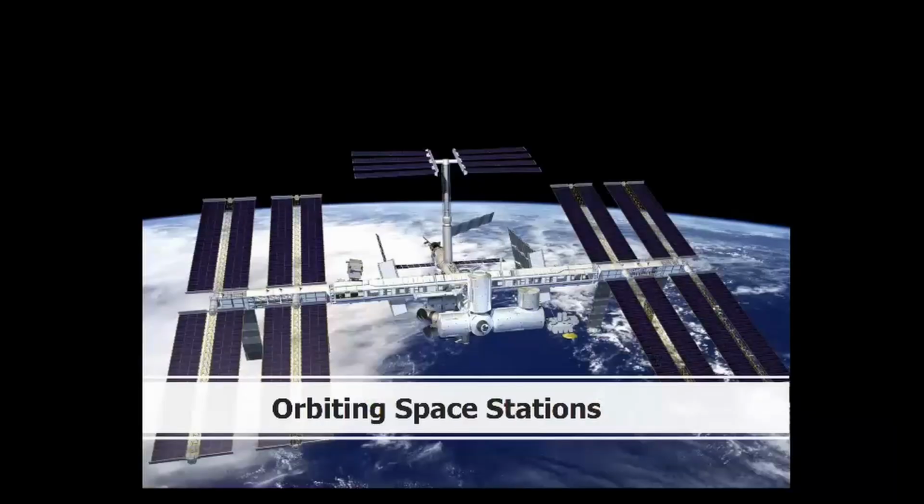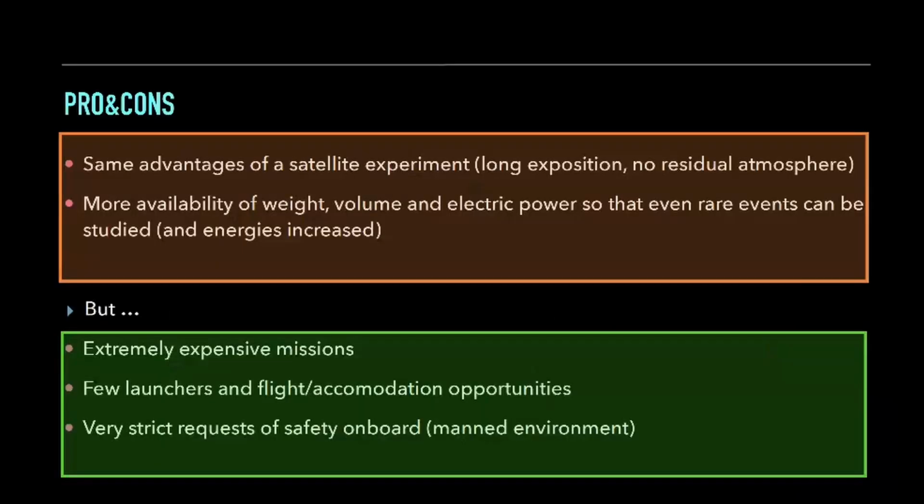Regarding space stations, we have more or less the same pros as the satellites. Of course, the cons are even more severe than the satellites because the missions are even more expensive. There are few launchers, as we know, which can accommodate an instrument on the space stations, few lockers. And of course, there are also requests of safety for humans on board. These are manned environment missions.